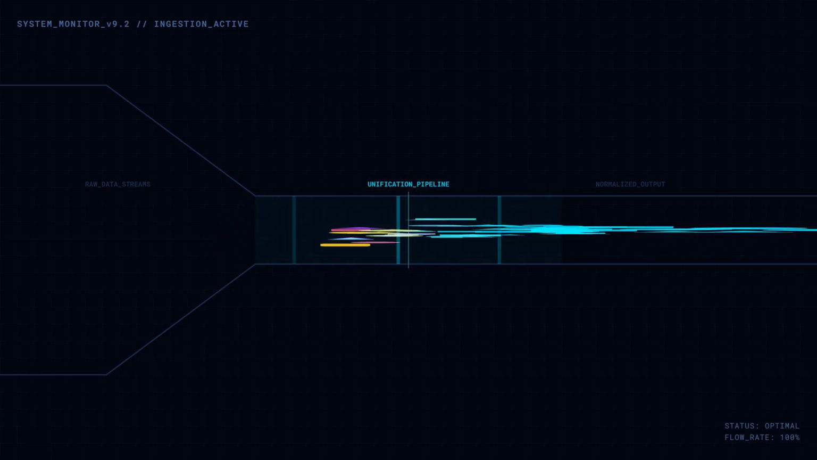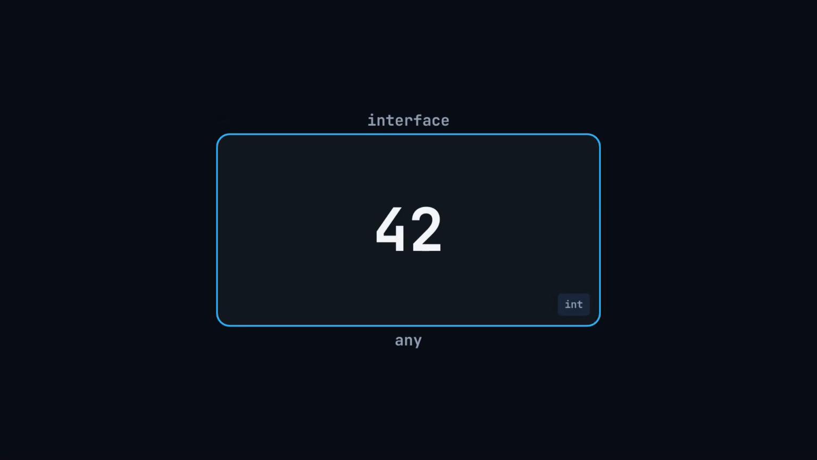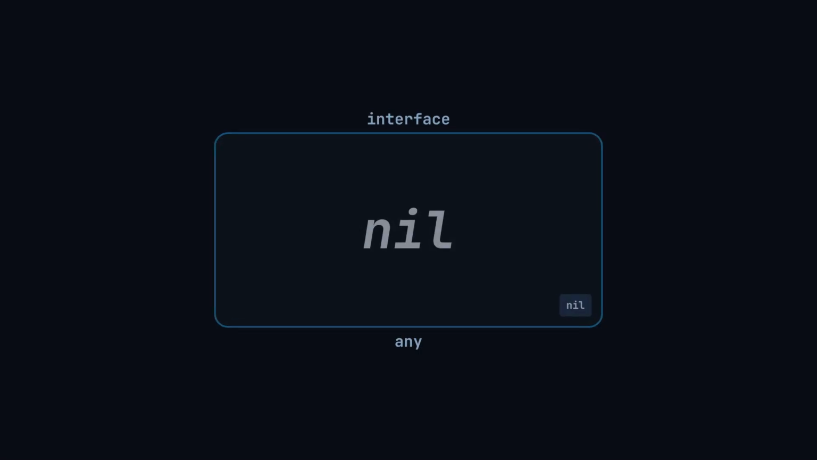But sometimes, we don't even know what type we're dealing with. The empty interface can hold any value. Because it doesn't require any methods, every type satisfies it. This makes it extremely flexible, but also requires careful handling.